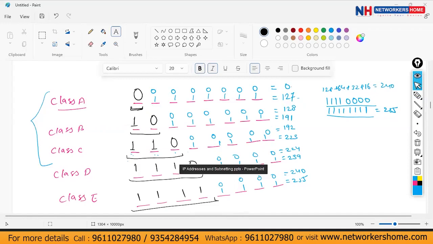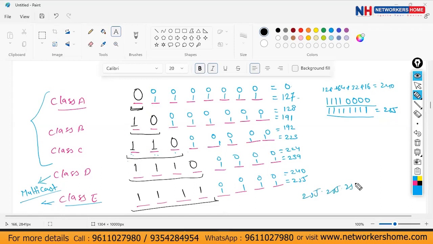Now see, why don't we use class D and class E? Class D is reserved for multicast, one-to-many communication. And class E is reserved for scientific purpose and future use. It is not used, like the last address, 255.255.255.255, which is the universal broadcast address. So these two classes you cannot assign.